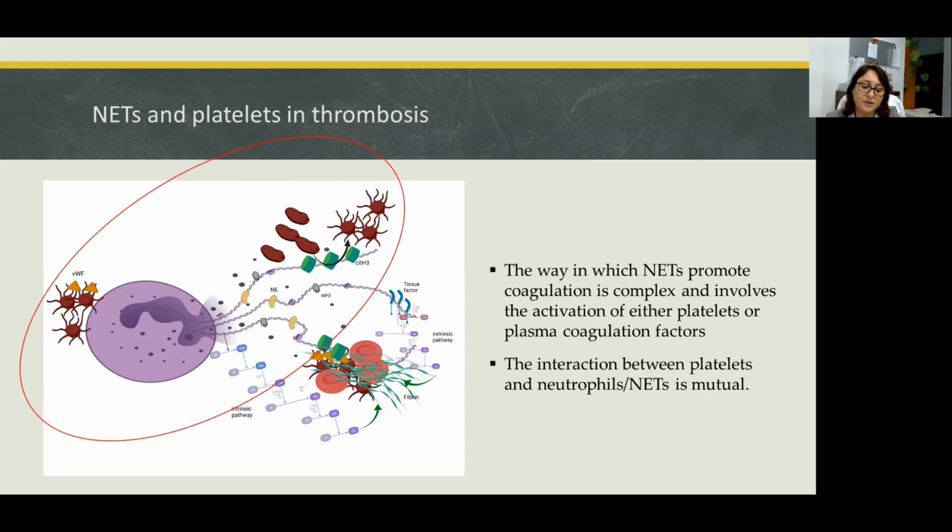Direct evidence of NET engagement in thrombi generation was also provided. The immunohistochemistry staining showed in the thrombi the neutrophil elastase, the myeloperoxidase, the DNA, and the citrullinated histones. And also it was found that DNases, so the enzymes that can digest DNA, help to lyse the thrombi. So we have the evidence that neutrophil extracellular traps contribute to thrombosis. As I mentioned, NETs also interact with platelets, and this interplay is mutual.